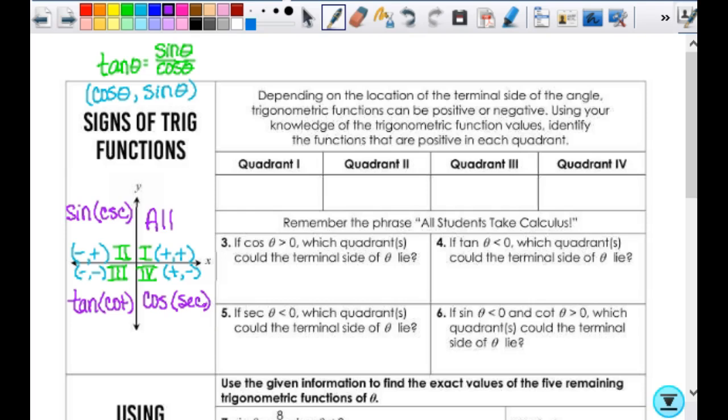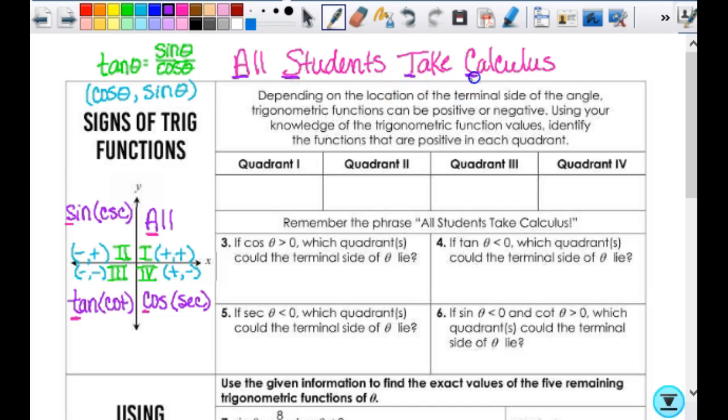Okay? So there's a little mnemonic that's going to help you remember this. So if you look at the first letter of all of these, all of them are positive here. And if we just think about sine, tangent, and cosine, then the reciprocals just kind of go along with it. So you have this S, T, and C. So the little mnemonic is: All Students Take Calculus.